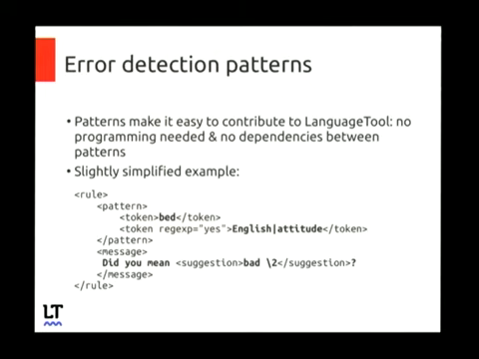So in this example you have the token bad, and token is just a technical term for word, followed by the regular expression English or attitude. So this pattern will just match the example from the first slide, bad English and also bad attitude. And in the message, you then can see that back reference, it will just use that \2 to replace that with English or attitude. So the user gets to see the message, did you mean bad English, for example.